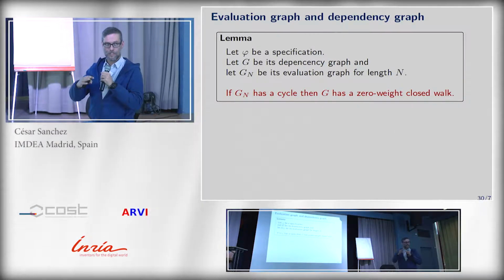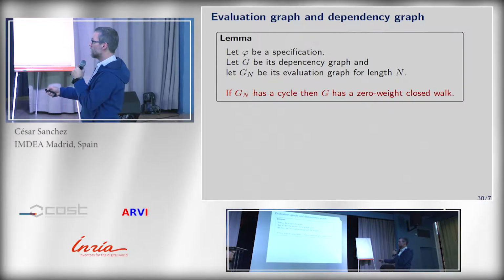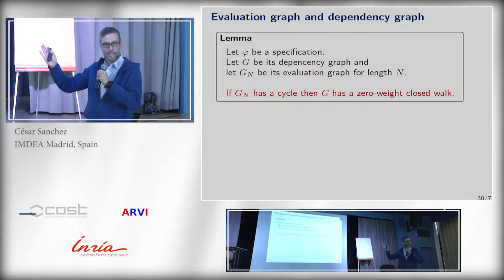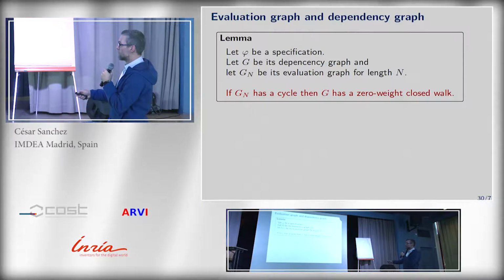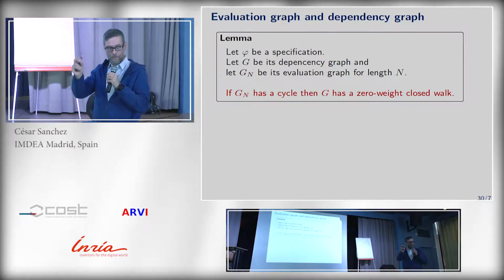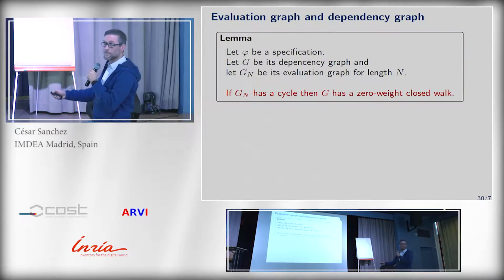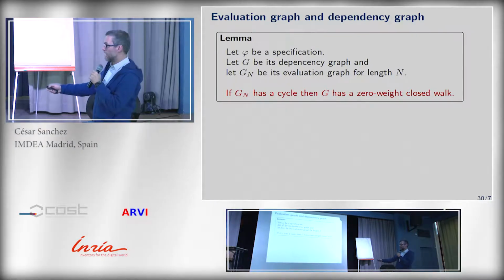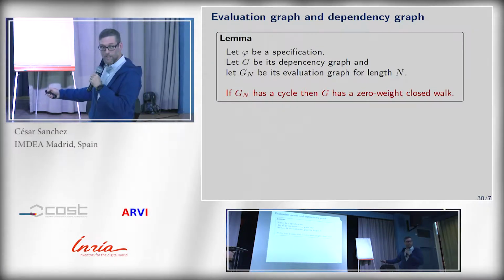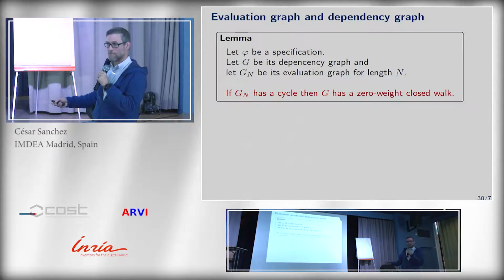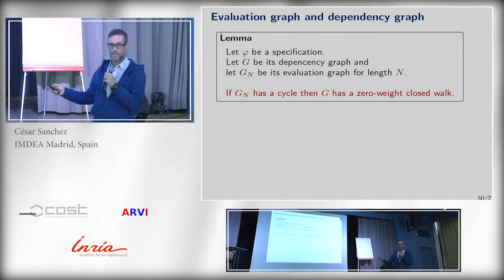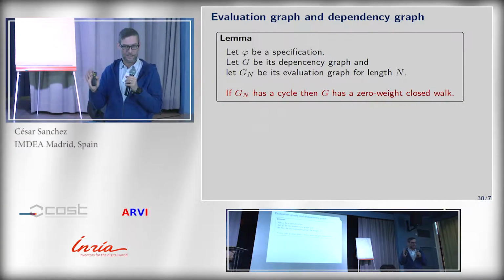The connection between evaluation graph and dependency graph is the following. You have a specification and dependency graph, and you have an evaluation graph for some length, for any length. If the evaluation graph has a cycle, then the dependency graph has a zero-weight closed walk. If you remember, well-formed means that you don't have any of those. Therefore, the contrapositive tells you that if your graph is well-formed, which you can check, then for no size whatsoever, your evaluation graph will have a cycle. Right? If you buy the lemma, you should buy the explanation I'm giving.